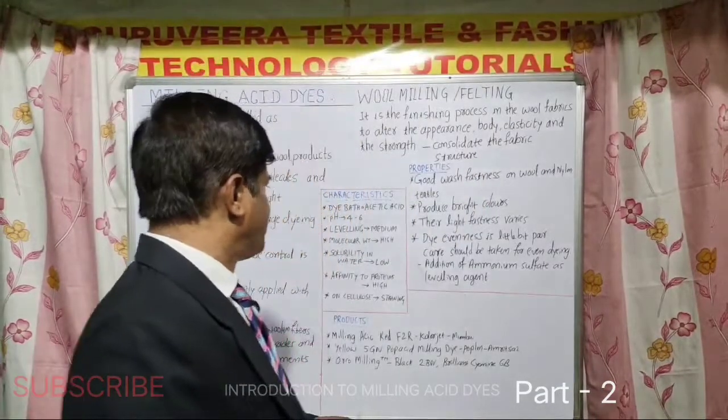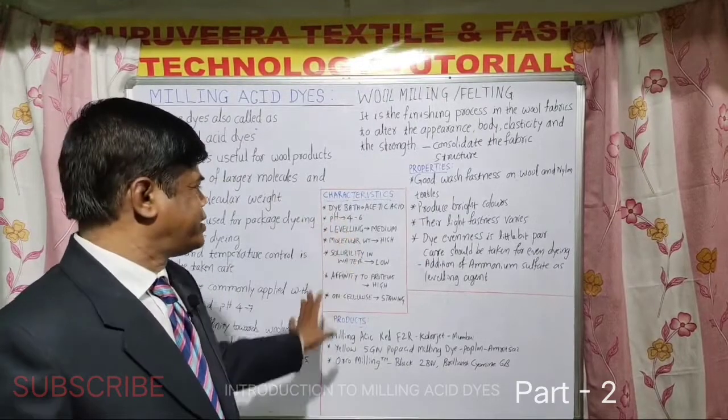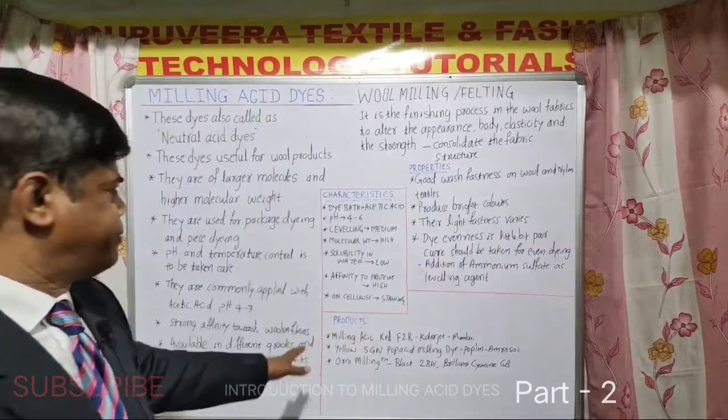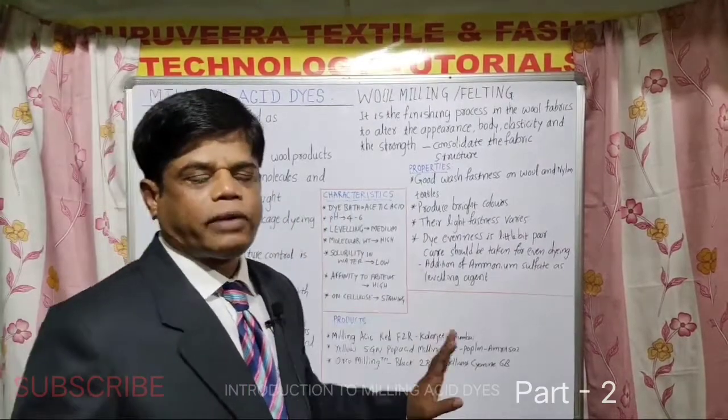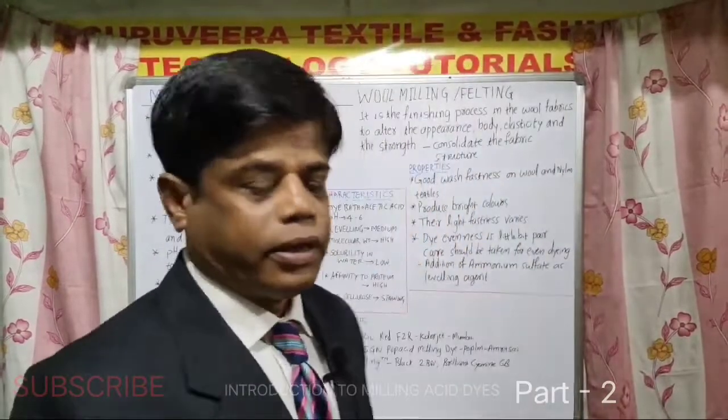Lastly, I already told you, 4 to 6 or 4 to 7 pH is required. Leveling is medium, molecular weight is good. Everything is good, already I covered. It is not meant for cellulosic fibers. Okay, friends, now I am going to the last point.